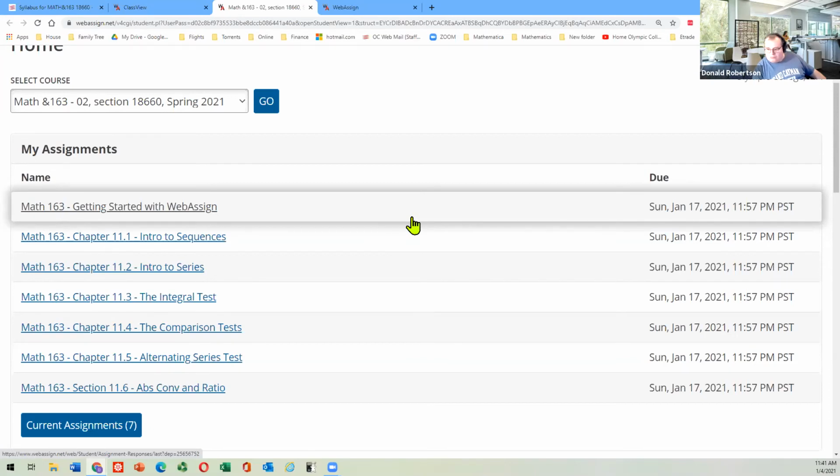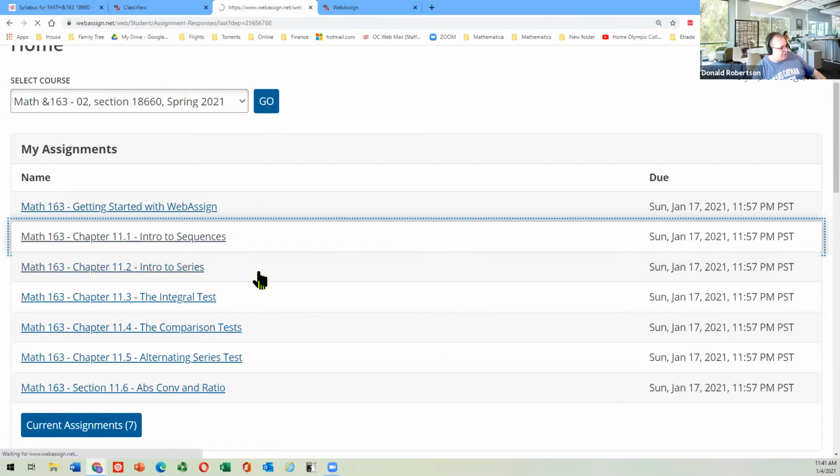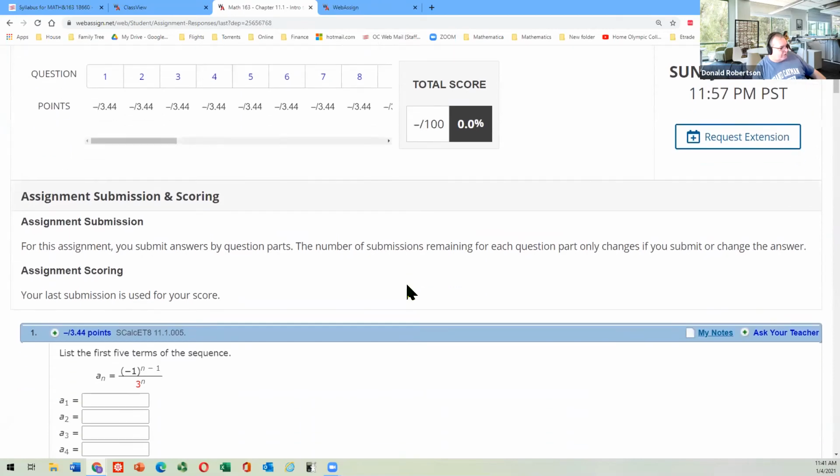Going to hit this and hopefully nothing crashes. There we go. If you've done WebAssign before, you know how it works.